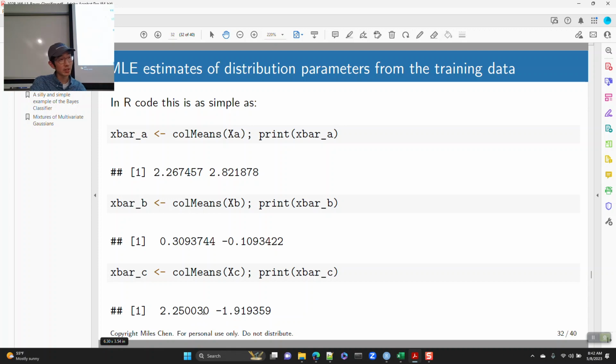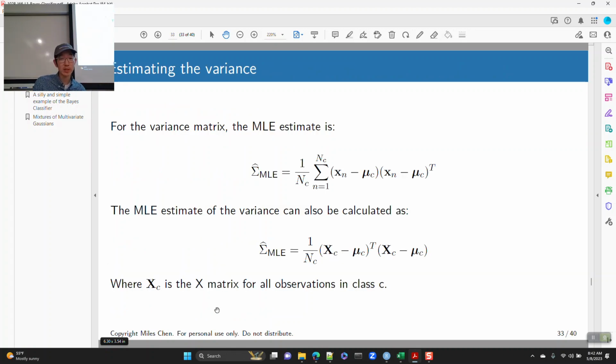And the true mean for class C was 2, -2, and we get something kind of close, but not exactly that, because we just generated 30 random points for each of these.